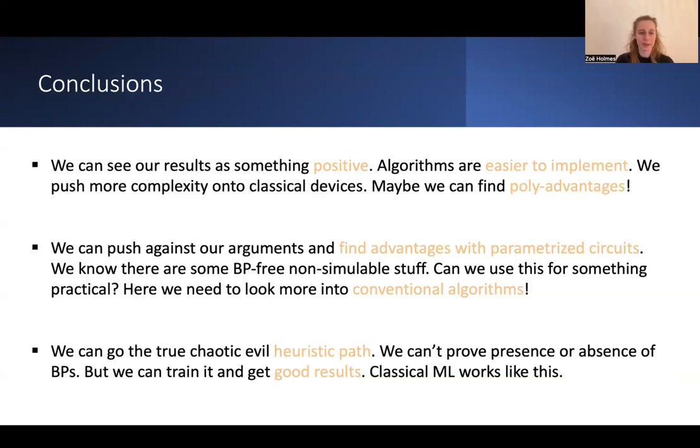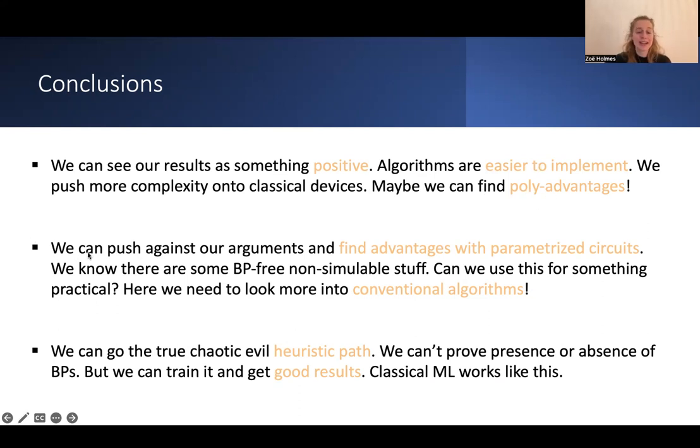What are we to draw from this? So we've argued that provably barren plateau-free architectures are either classically simulable or classically surrogatable. So that is classically simulable after collecting some data from a quantum computer. And we can interpret this result in different ways. So we can see it as something positive. The algorithms are potentially easier to implement. We don't need this loop. We can push even more complexity onto the classical devices. And if you're someone who wants to run stuff on the quantum hardware the entire time and do it variationally, we might even be able to prove polynomial advantages for doing that.